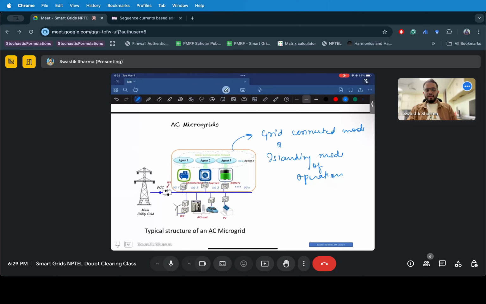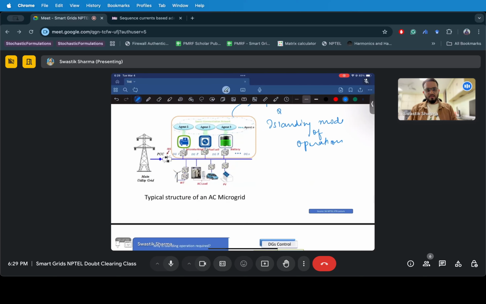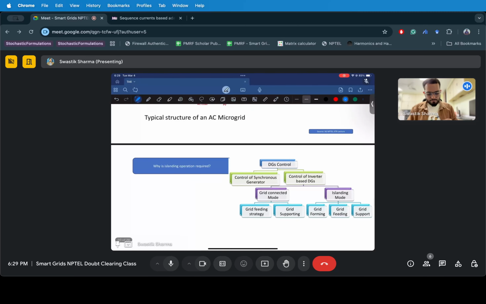Now in an AC microgrid, what usually happens is that if something happens on the utility side and the utility side is no more in the picture, the microgrid in itself should be able to energize the load with all the generation it has. This mode is called islanded mode of operation, and because a hospital is a critical load, you can't have a hospital in complete blackout. So for that, you need to have this islanding mode of operation.